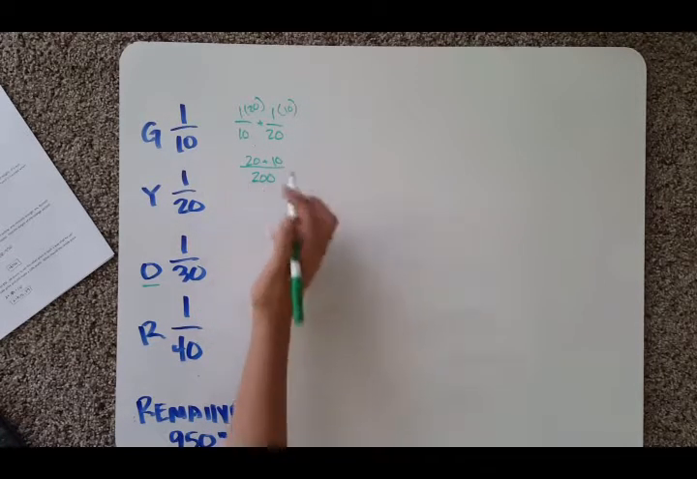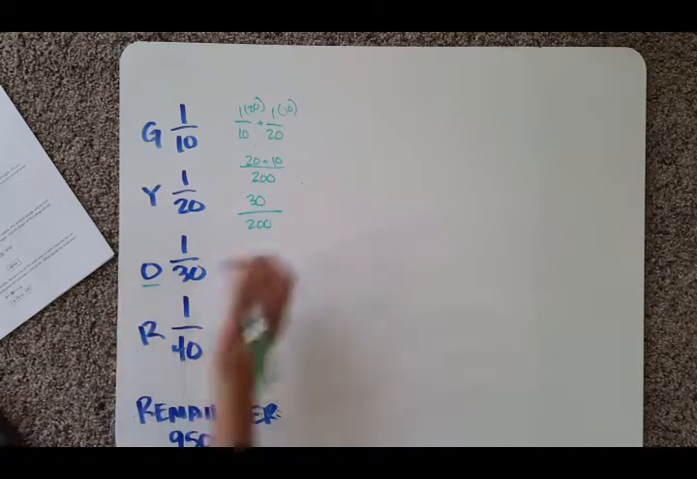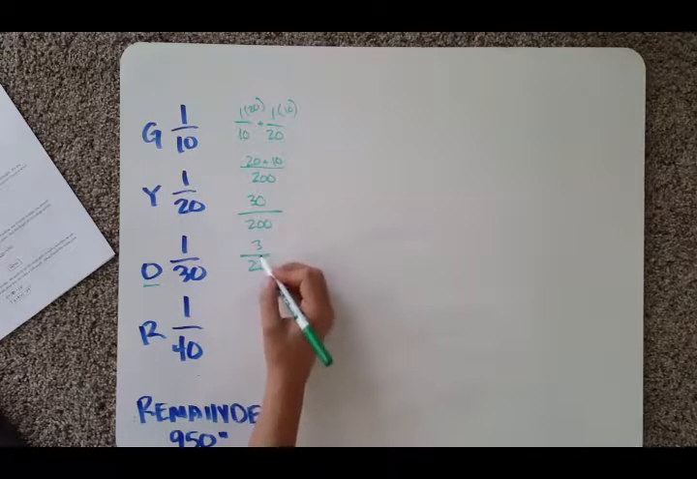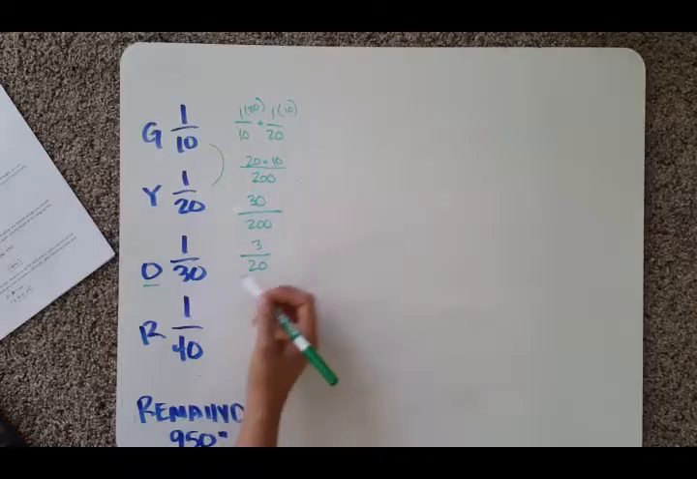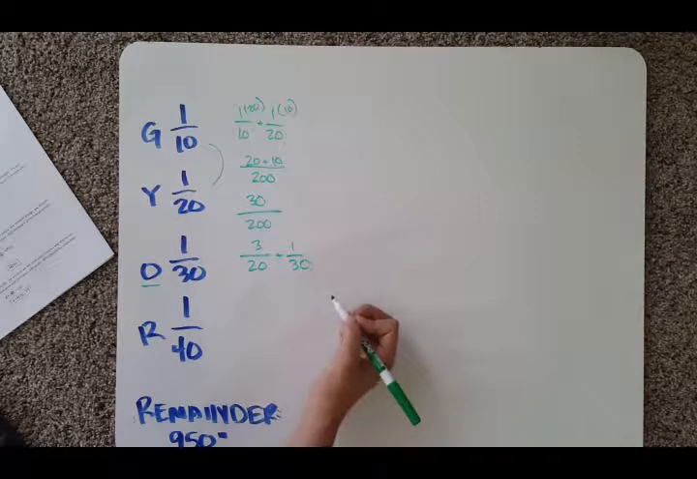30. Wow, for a second I was multiplying those. 30 over 200, which equals 3 over 20. So this is what 1/10 and 1/20 equal. So now let's add in the 1/30. So 3 over 20 plus 1 over 30.